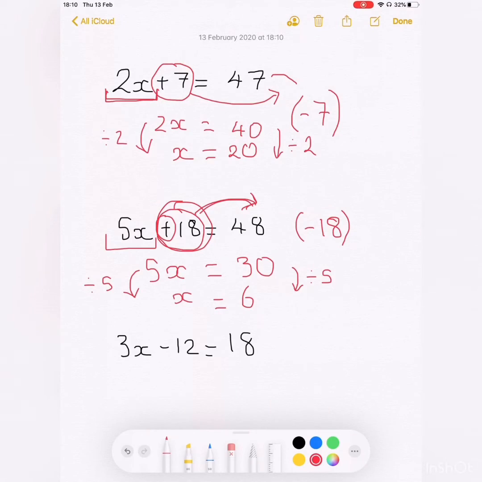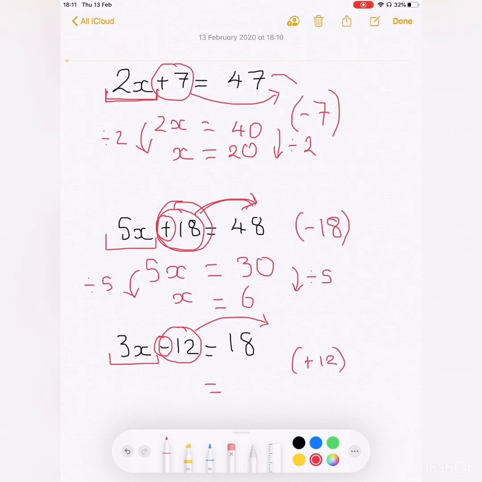So the last one of grade 4 here. So again, what we're going to want to do is get this 3x by itself. So we need to get rid of this minus 12. Again, we put it on the other side. Now this time, remember, we always change that sign. So it becomes plus 12 this time.